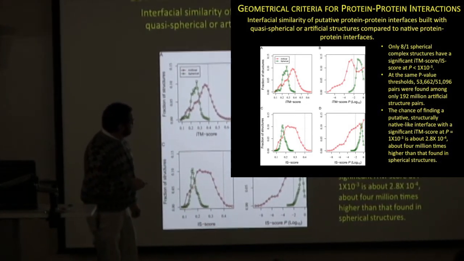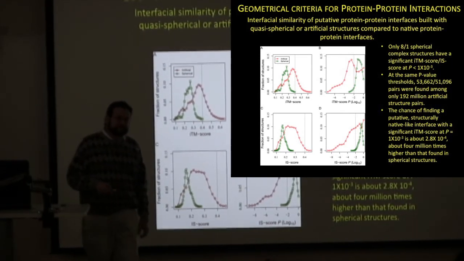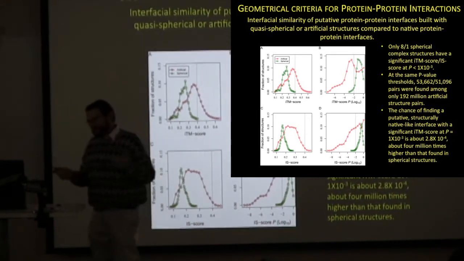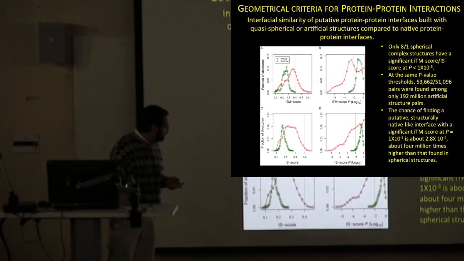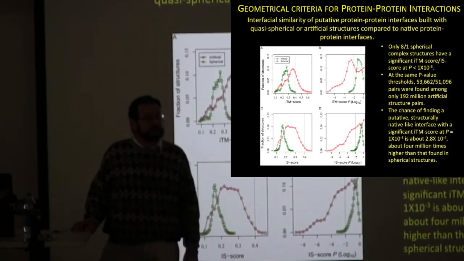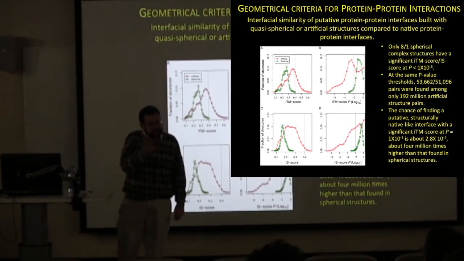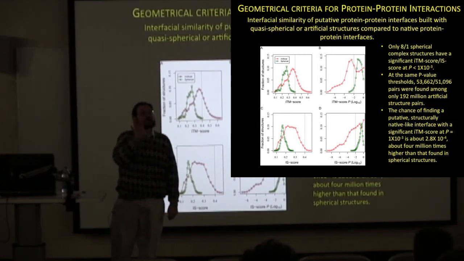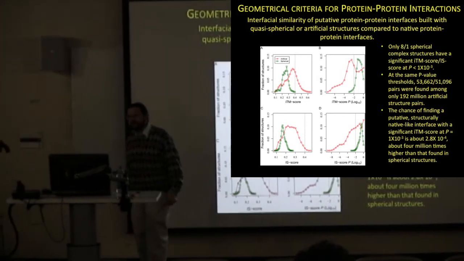What about this random docking of the artificial structures? All you have to do is look at 192 million structures. This is what you need across the board. There's about 50,000, so you're about 4 million times higher than what you see for quasi-spherical. Put another way, you can find native-like interfaces if you have a regular secondary structure. So if you have similar structures to the native folds in the library, you'll find proteins match at random.